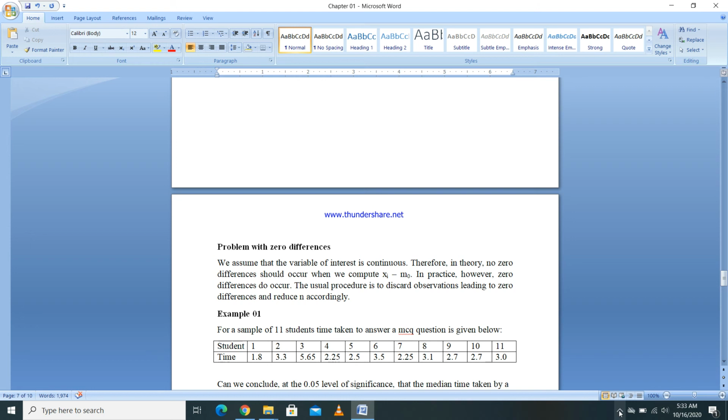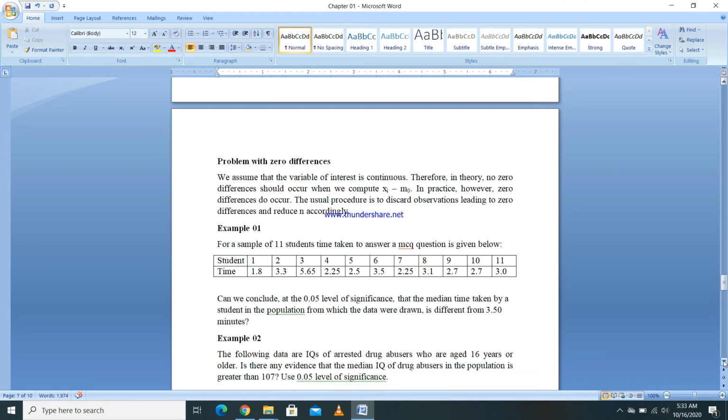If you look at example 1, for a sample of 11 students, you have the time taken to answer an MCQ question. They have taken 11 students and checked the time taken by each student to answer an MCQ question. Can we conclude at the 0.05 level of significance that the median time taken by a student in the population from which the data were drawn is different from 3.5 minutes?